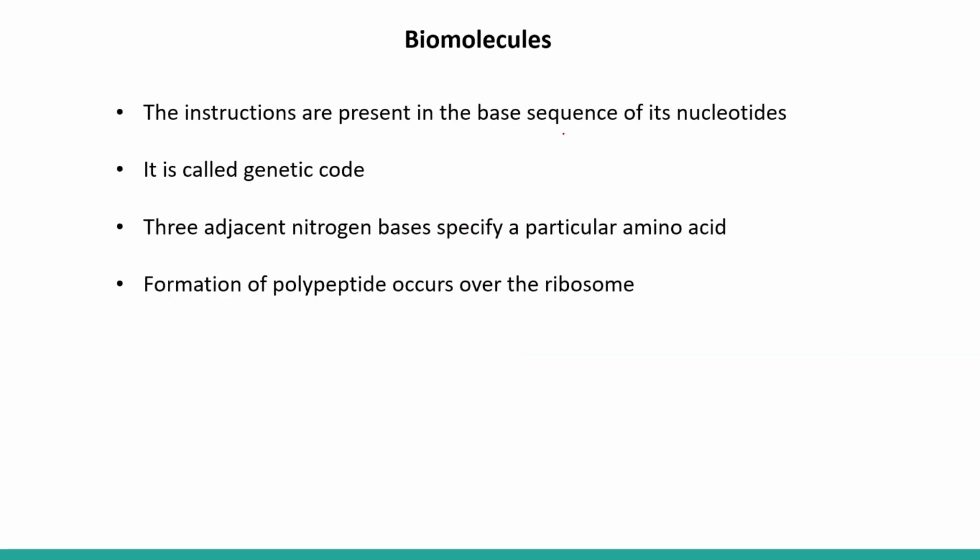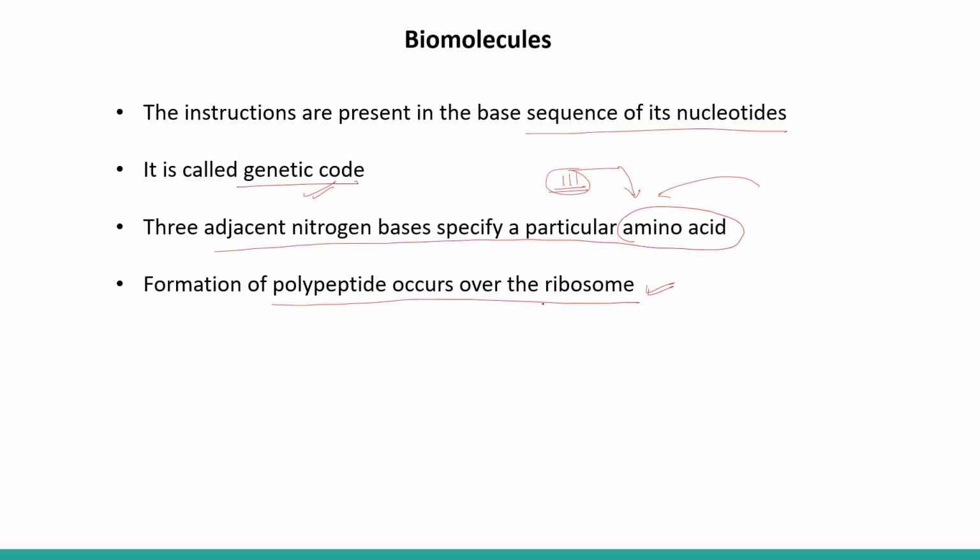So the instructions are present in the base sequences of its nucleotides. It is called as genetic code. So nucleotides which are present in the mRNA came from the DNA molecule by the process of transcription. So now it is having all the genetic code on it. 3 adjacent nitrogenous base specify a particular amino acid. Now 3 nitrogenous bases code for one particular amino acid. So 3,3 codon is read, and that particular amino acid get attached to the mRNA molecule with the help of tRNA. So formation of polypeptide occur over the ribosome, and here ribosome involvement is also there.